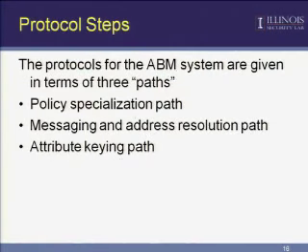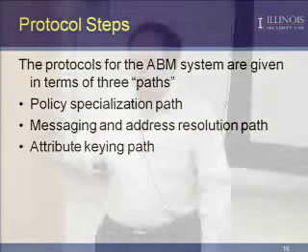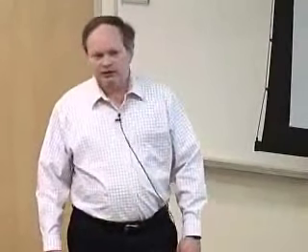The system is divided into three protocol groups that we call the policy specialization path, the messaging and address resolution path, and the attribute keying path. And I'll just give you a sketch of how each one works, particularly to show how the system avoids changing the existing enterprise system or clients, since that was one of the major deployment objectives.